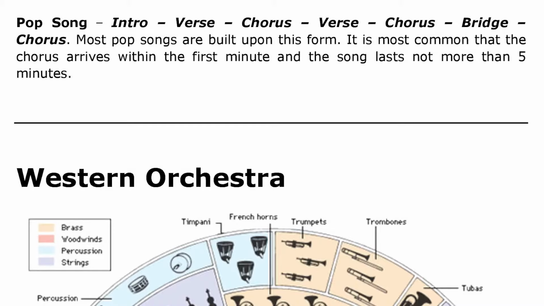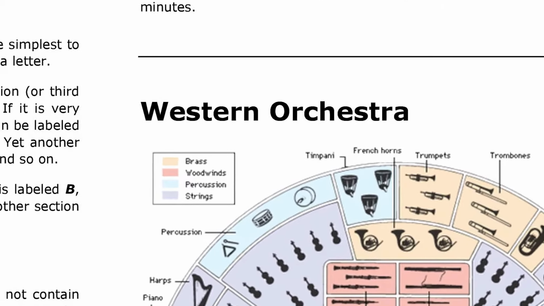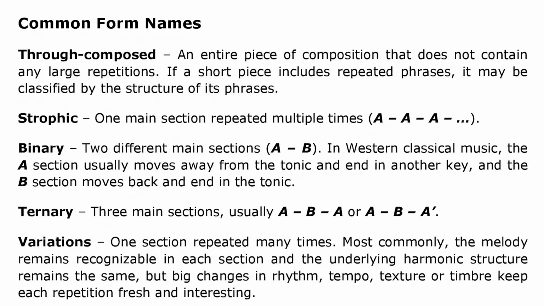We are not going to play a song for you to identify whether it is through-composed or not. When we play the songs during the critical listening, we are going to focus on the pop songs only. For the written test, you will see a question asking you, for example, if the section is repeated multiple times, what is the type of song form? Then the answer is strophic. If the song has two different main sections, what is the song form?